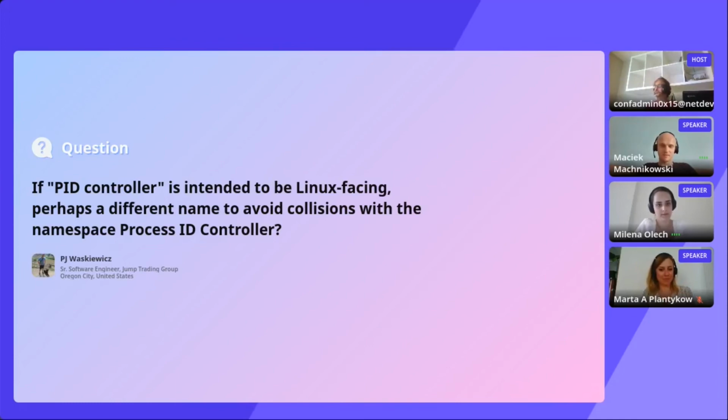All right, so that's the question. Okay, yeah, so PID controller is a generic term, so we can't really change it, but fortunately PTP4L uses the PI controller, so I hope this won't create any more confusion.